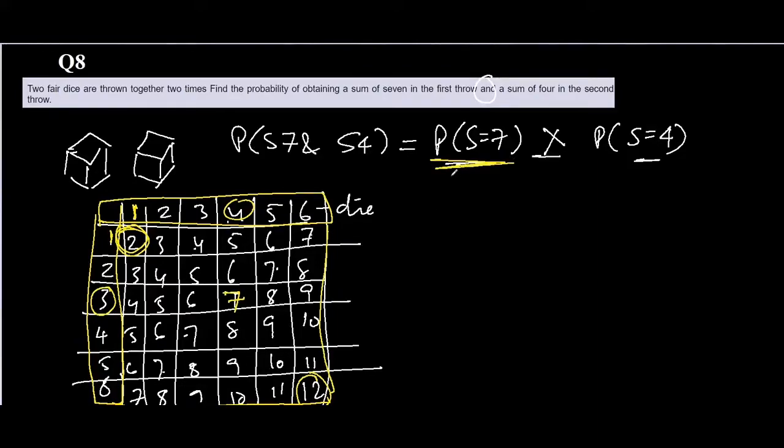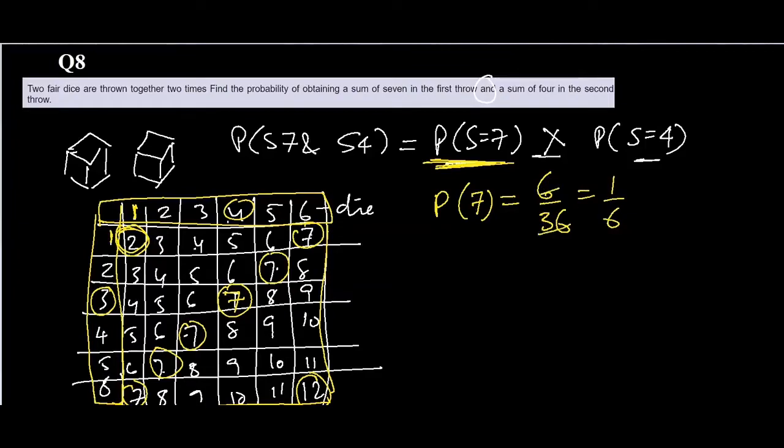Now, the first one, we said what is the probability that the sum is 7. Let's count: 1, 2, 3, 4, 5, 6. There are 6 out of 36. This is the possibility that the total sum is 7 in the first throw, which is 1 over 6. Yeah, I can cancel 6 and 36.